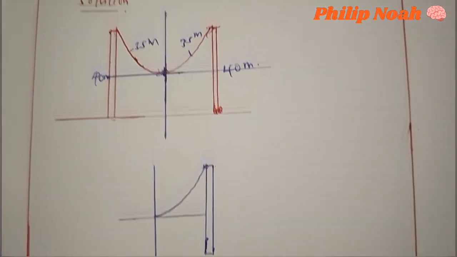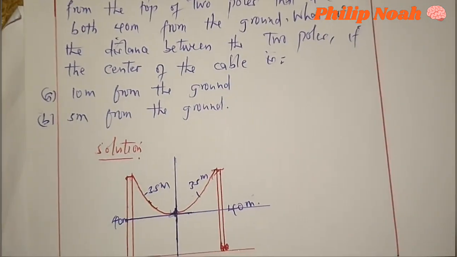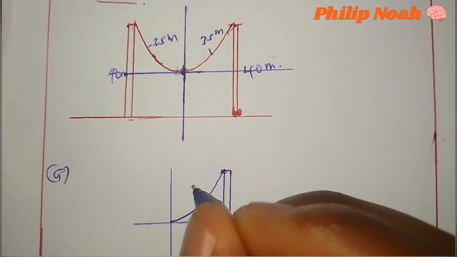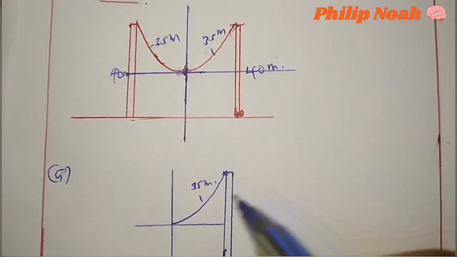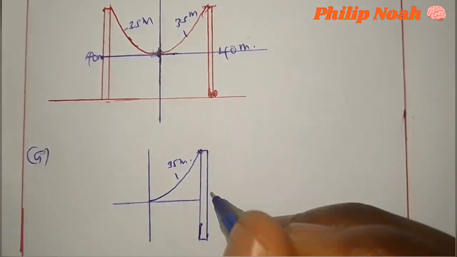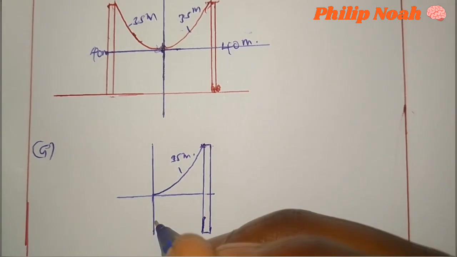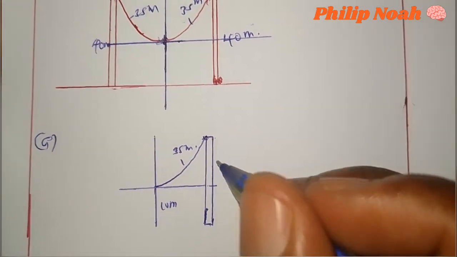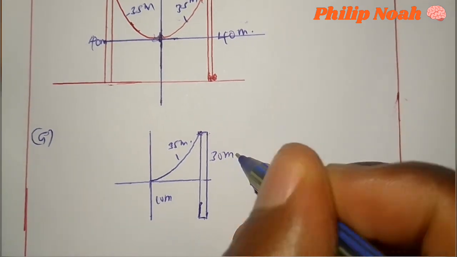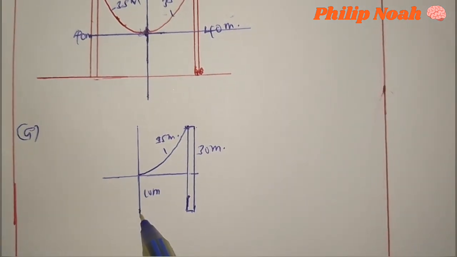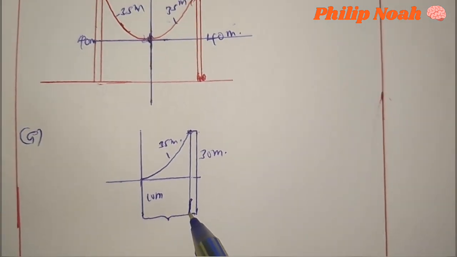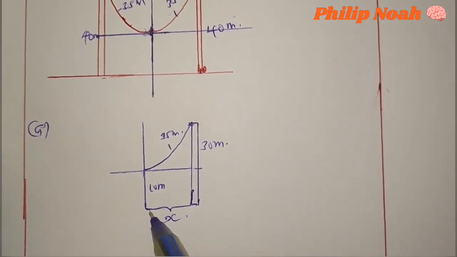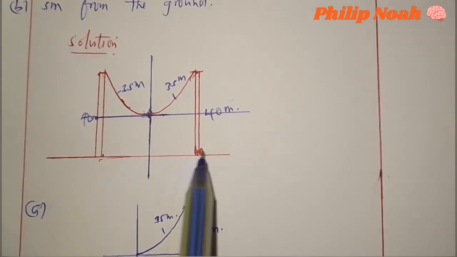So let's start with A, 10 meters. So this is 35 meters, half of the cable. From this point to this point is 10 meters. From this point to this point is 40, so this is 30 meters. We shall get the value of this length from this point to this point. We shall call it x. After getting this length, we shall multiply by 2 to get the distance between the two poles.